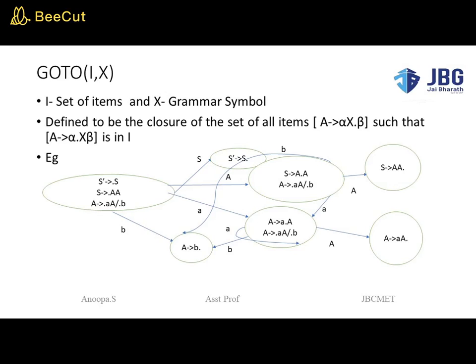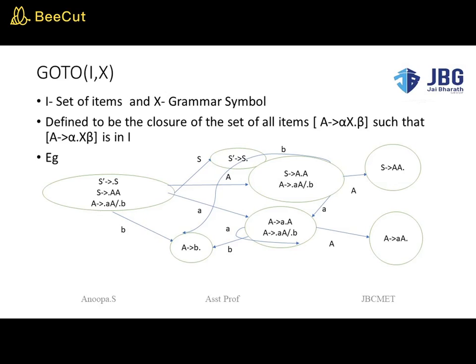Okay, so we have to apply closure to every operation, after doing a Goto operation. So next we are going to discuss what a Goto operation is. So in this Goto, it accepts two inputs. The first is capital I, that is a set of items, and the second is a grammar symbol. It can be either a terminal symbol or a non-terminal symbol. And please note that capital X can be terminal as well as non-terminal.